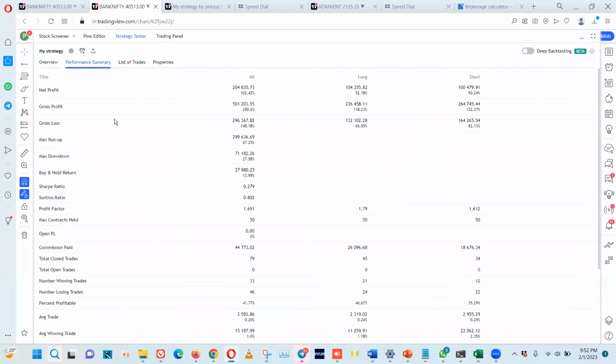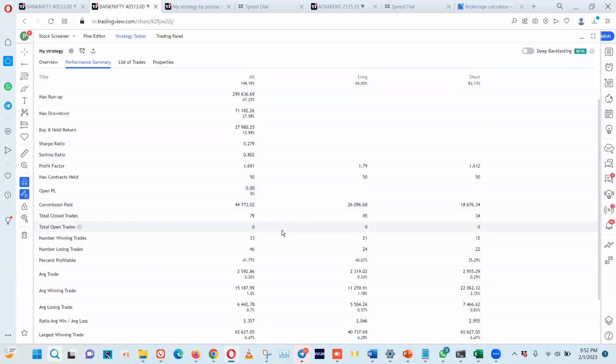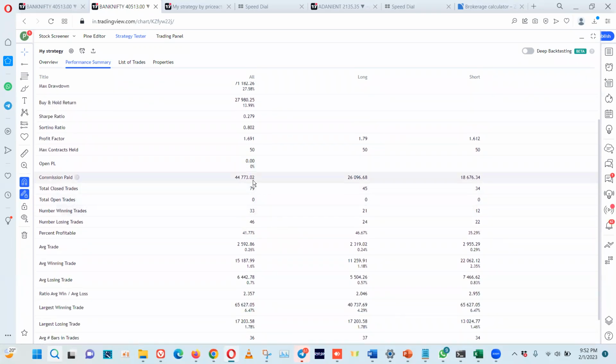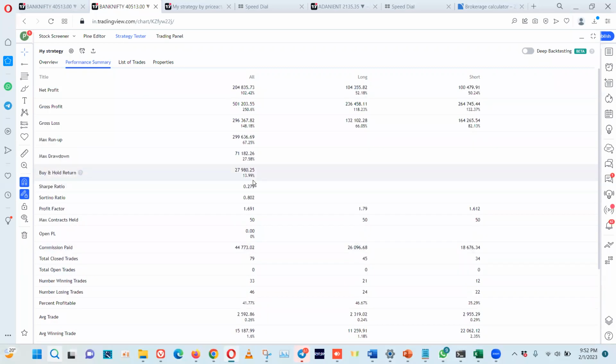So we can see in the performance summary, there is a net profit of 2 lakh rupees. Out of this profit, commission paid is 44,000. So the government takes away a lot of profit. And maximum drawdown here is 71,000. Max run up is 3 lakhs.